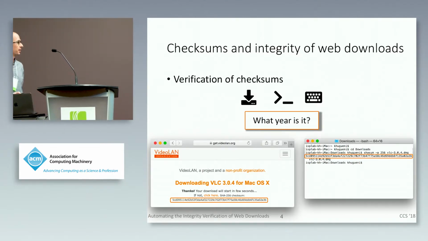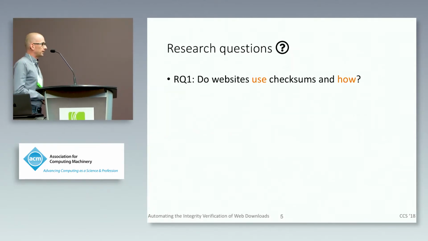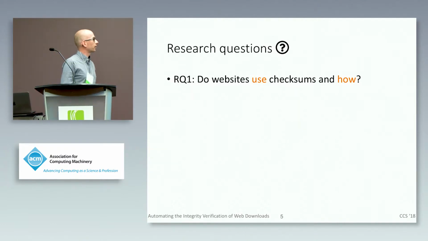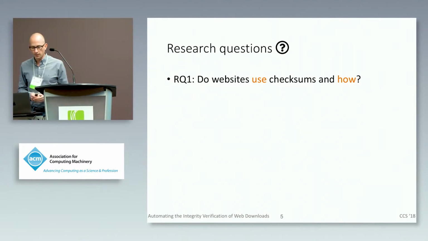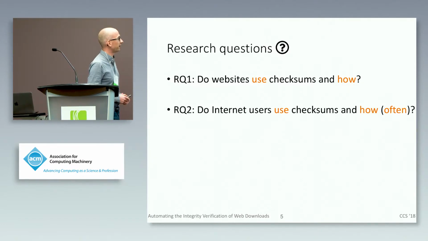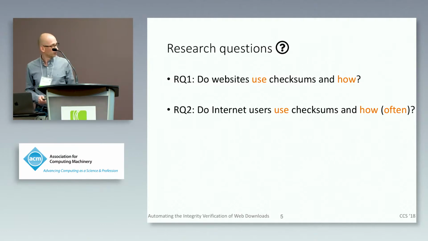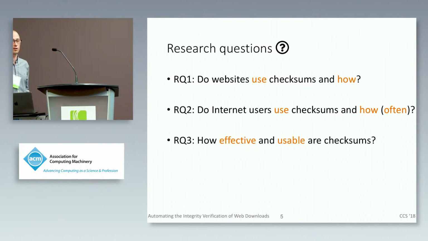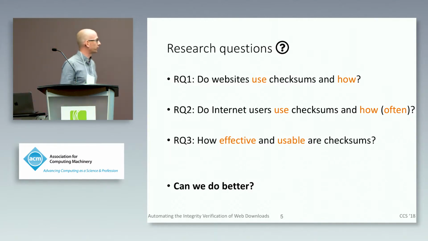Okay, that's insane. So essentially, what we did in this work is look at this checksum thing from different angles and try to answer a number of research questions. The first one is: do websites use those checksums, and what are the common practices with those checksums? Do internet users use checksums, and how often? And the third one is: how effective and usable are checksums? Well, usable, I kind of already gave the answer here, but spoiler alert. The last question is: some of these answers are negative, so can we do better? Of course we can, and I'm going to talk about that.